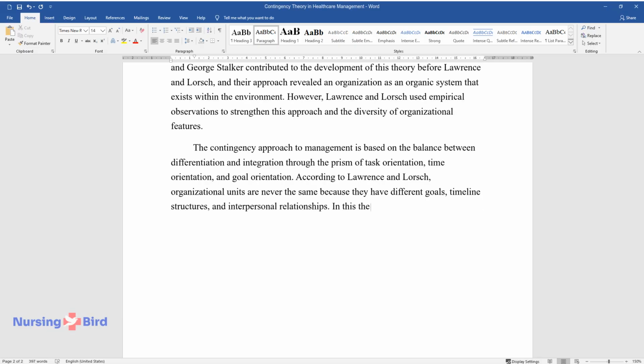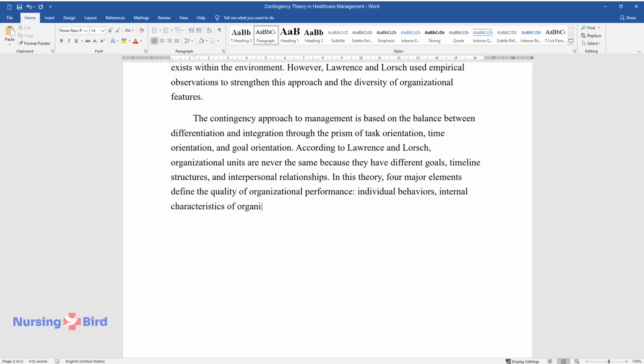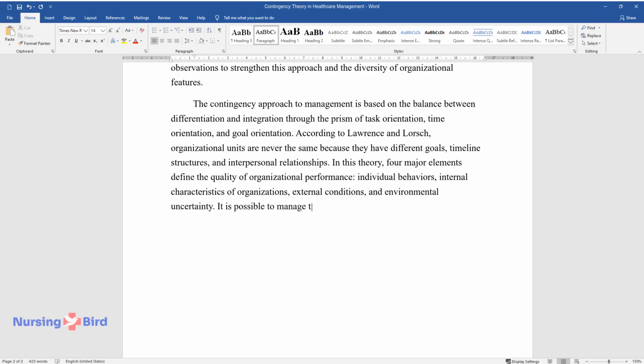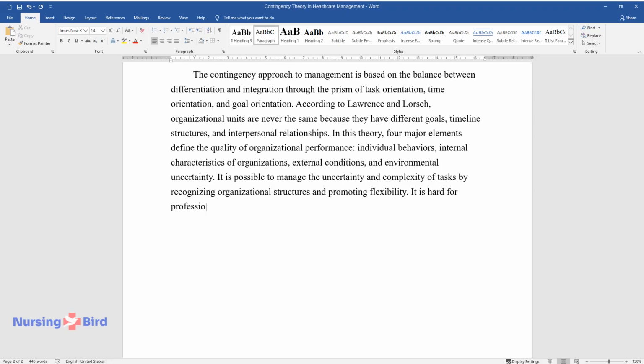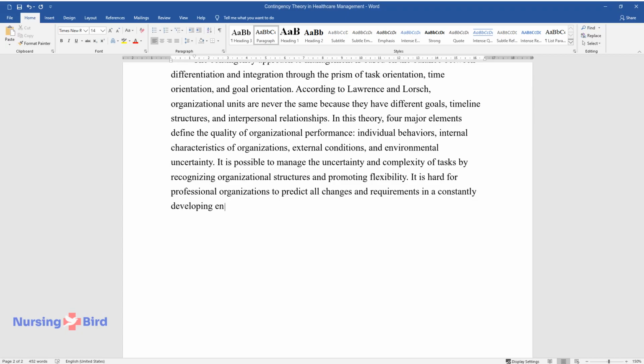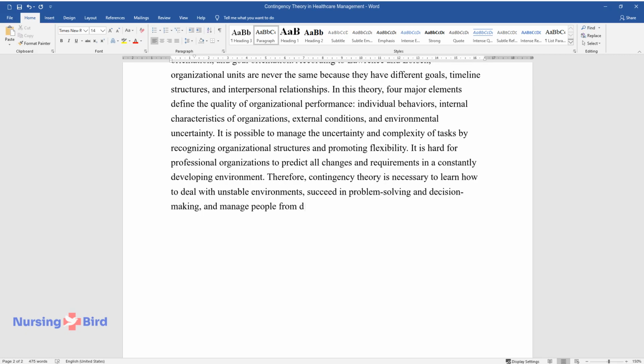In this theory, four major elements define the quality of organizational performance: individual behaviors, internal characteristics of organizations, external conditions, and environmental uncertainty. It is possible to manage the uncertainty and complexity of tasks by recognizing organizational structures and promoting flexibility. It is hard for professional organizations to predict all changes and requirements in a constantly developing environment. Therefore, contingency theory is necessary to learn how to deal with unstable environments, succeed in problem-solving and decision-making, and manage people from different systems.